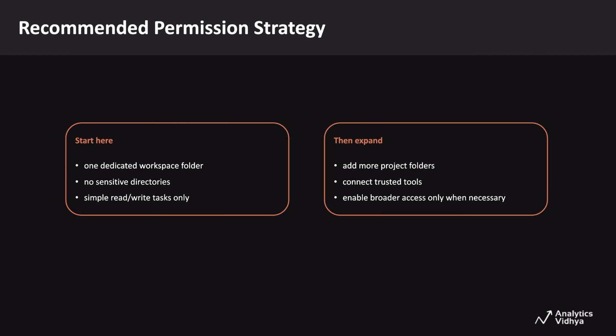So, if we bring it all together, the best strategy is simple. Start with one dedicated workspace folder, keep sensitive directories out of scope, use Co-work first on straightforward read and write tasks, then only after the workflow proves itself, expand access to more folders or trusted tools. That way, you get the benefits of Co-work without creating unnecessary risk from day one.